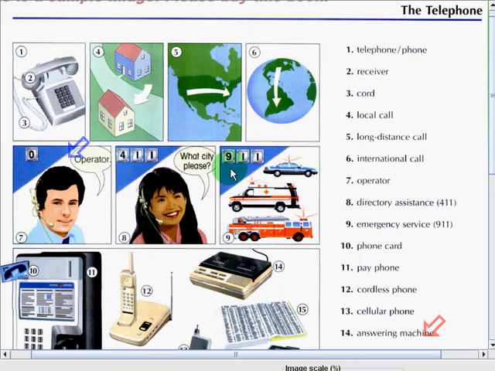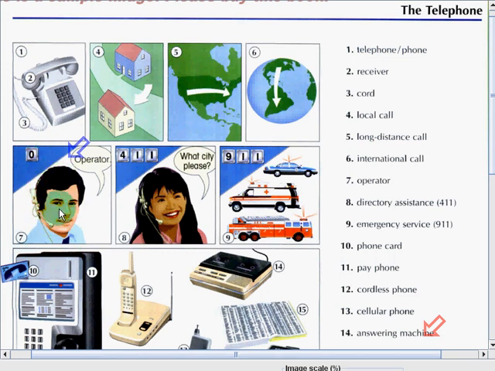Now we go to number 7. Operator. Do you know what is operator? Operator is someone who connects telephone calls, and gives information and other help to people using telephone. This is a headset connected to the computer that serves as his telephone.